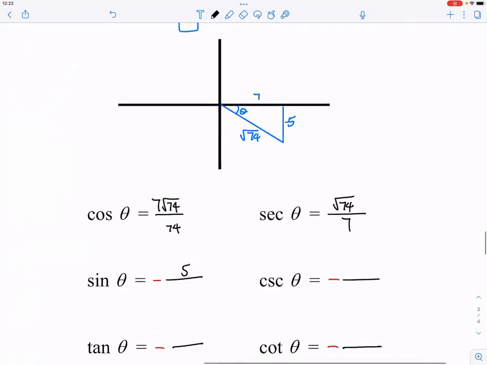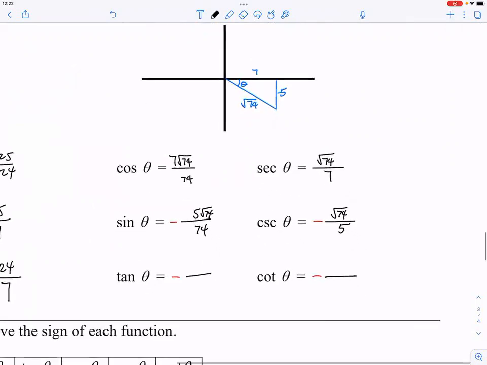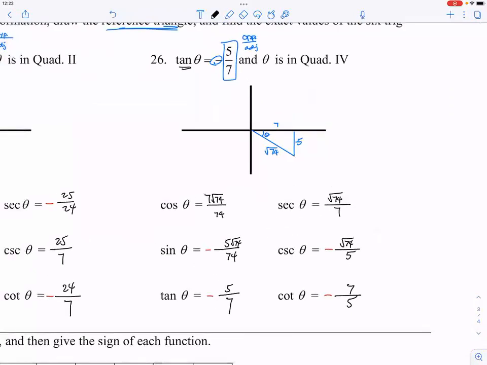Sine theta is -5 root 74 over 74. Cosecant theta will be negative root 74 over 5. Tangent theta is -5 over 7. And cotangent theta is 7 over 5. Questions?